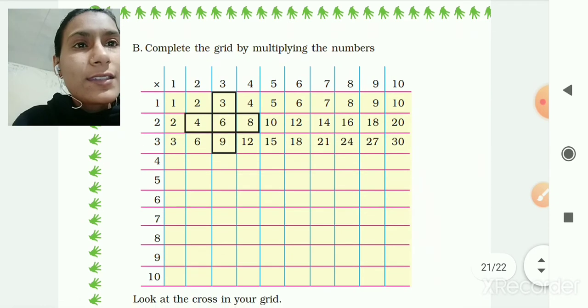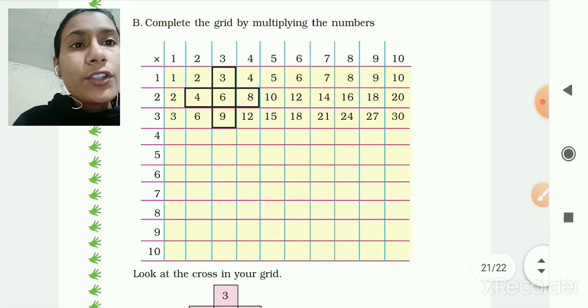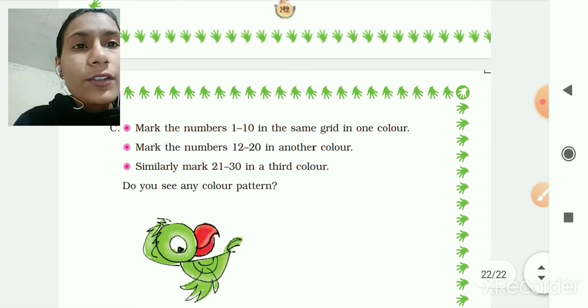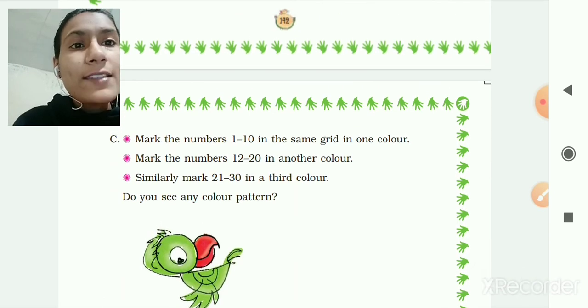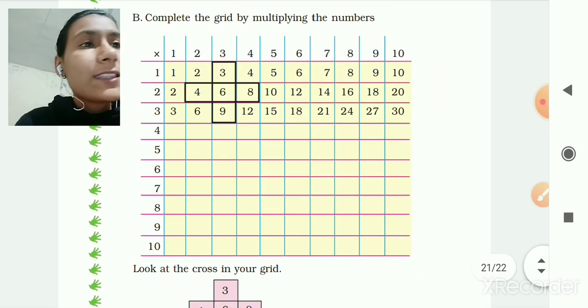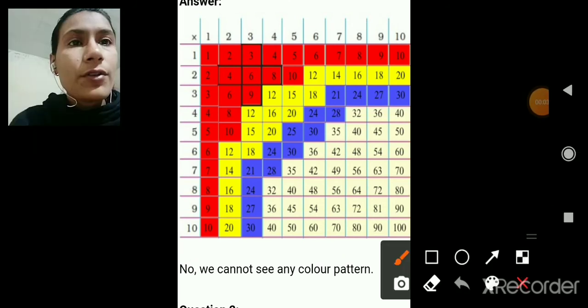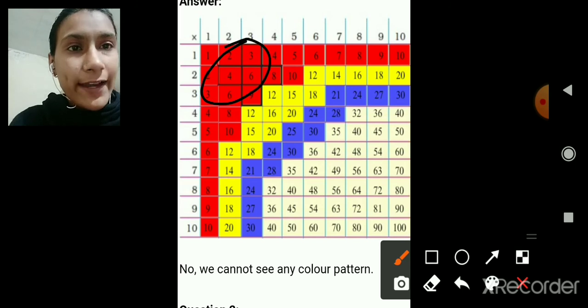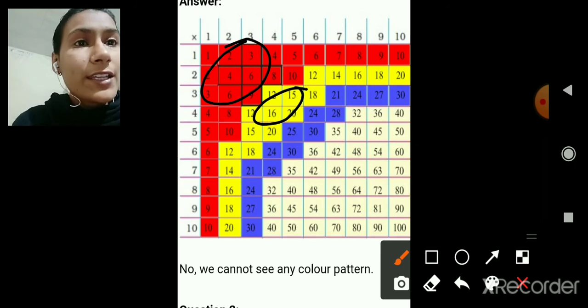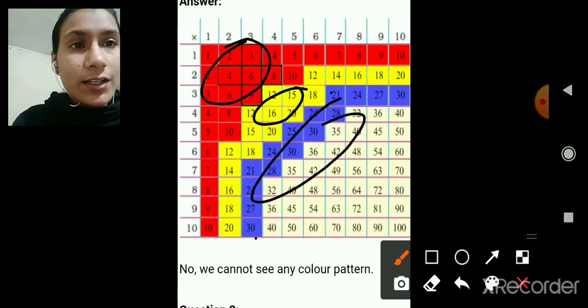So here you have to use another color for the numbers 12 to 20. And similarly you have to use a third color for 21 to 30. So it will look like this. If you use one color for 1 to 10, any one color like red, then another color for 12 to 20, then you can use another color for 21 to 30. So like this you can do in your textbook, okay? You can use crayon colors in your textbook.